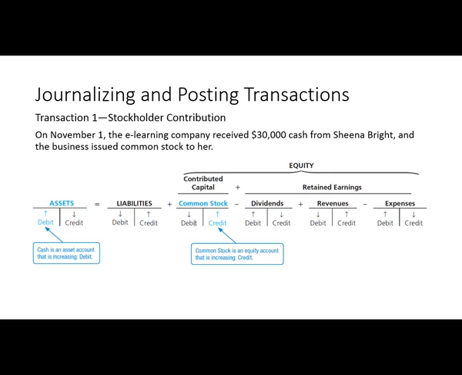Common stock is the other part of our entry. Common stock is on the right side of our T. It's a natural credit balance, and so increases are credits. So you can see this works out. Both accounts are increasing. One account increases with a debit, the other account increases with a credit.